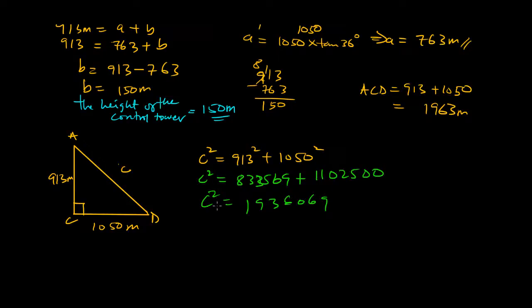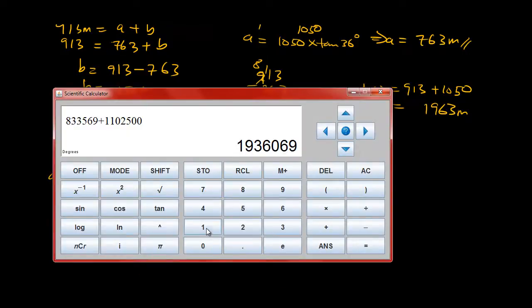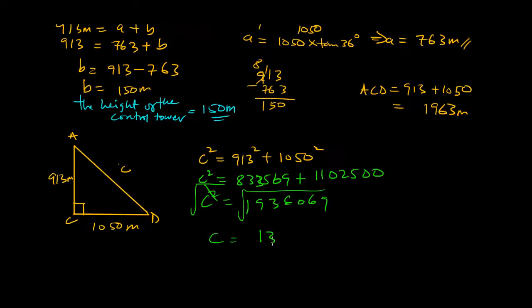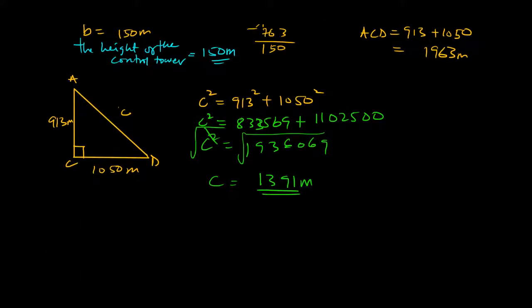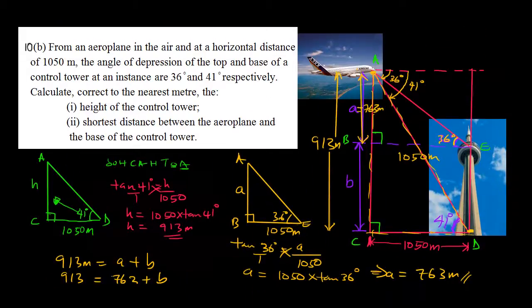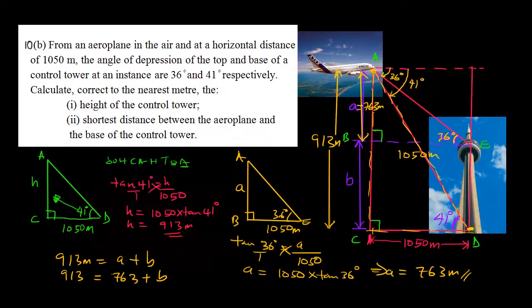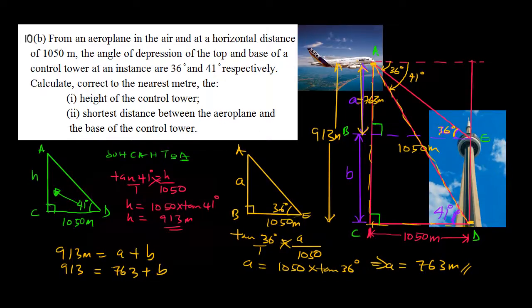Right, so we can find the square root of both sides. This cancels this, and we have C equal to the square root of 1936069. Let's find the square root of the answer. It will be 1391 approximately. So just write 1391 meters approximately. It means that the shortest distance between the aeroplane and the base of the control tower is 1391 meters. Wow, this question has really taken so much time, but we've actually solved it, and that's the most important thing.